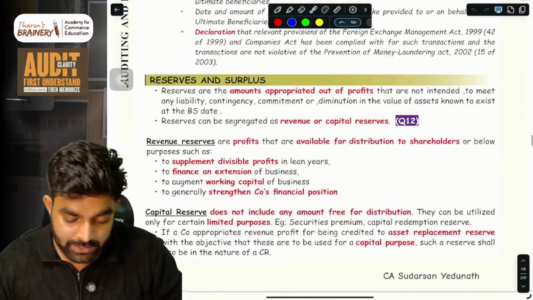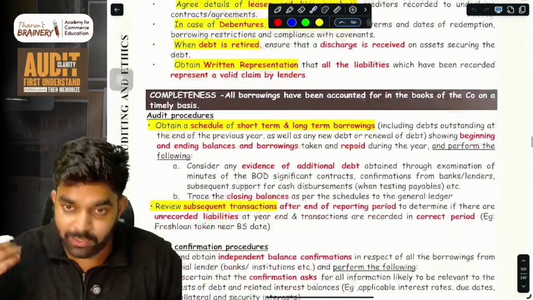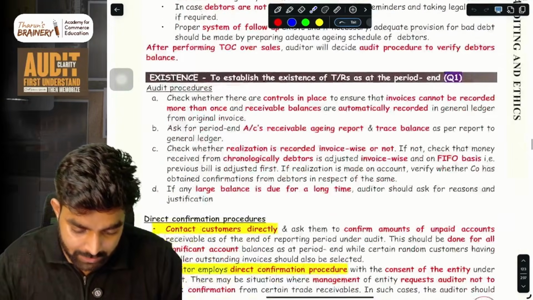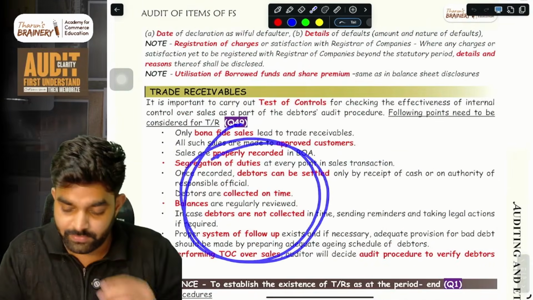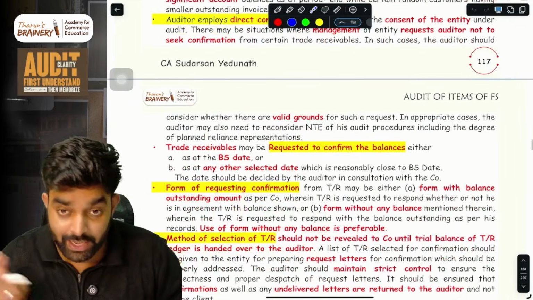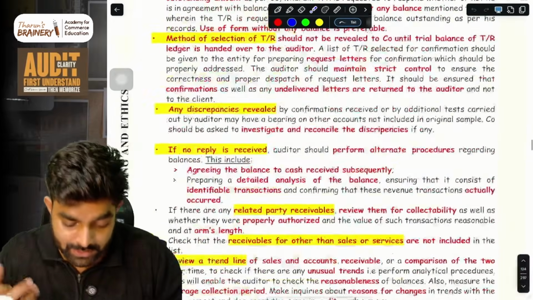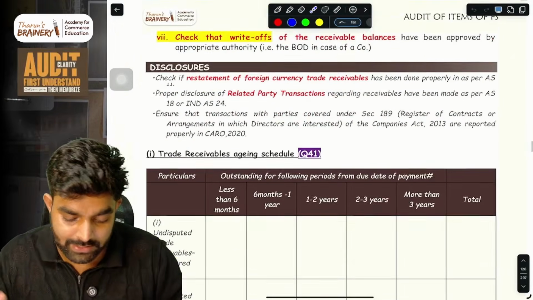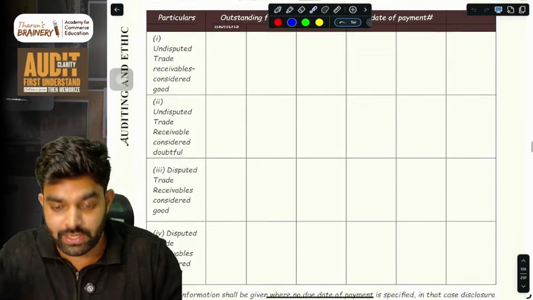Then disclosures plus all the other things I have put everything in the chart, except a few things which you can search in your book, like for trade receivable, the following points. This one point you can check. This is very easy. When you read, you will understand. I've put the tough points on the chart, which are very tough for you to understand. So learn all those tough points from the chart, and other things, if there is something extra, you can learn it from the book. Like all the disclosures, you can learn from the book.